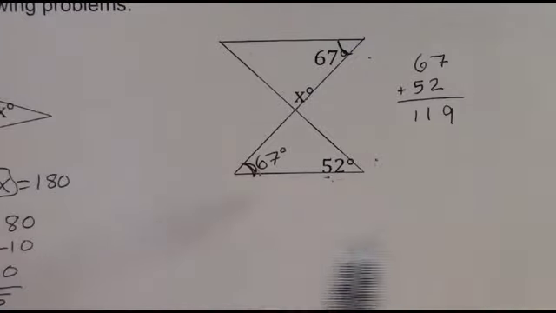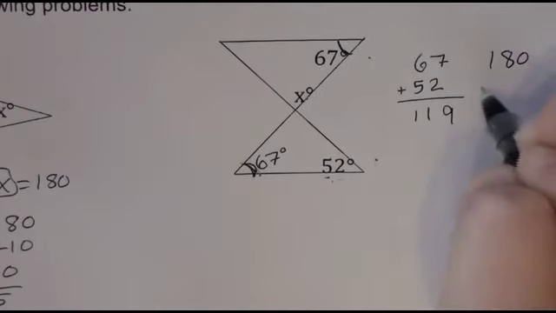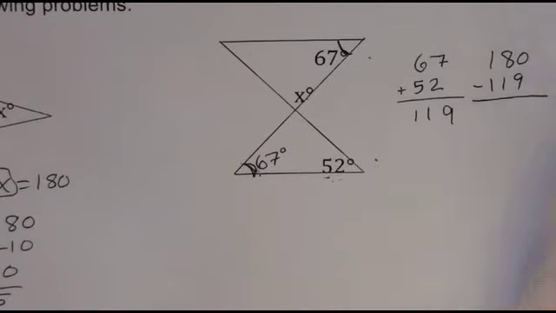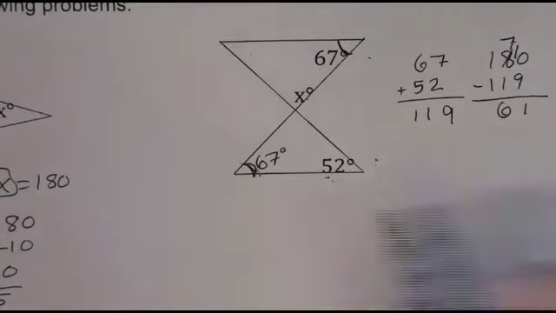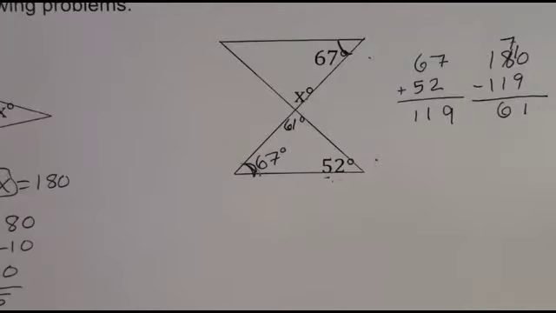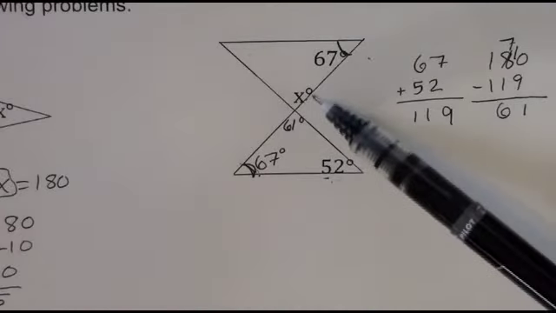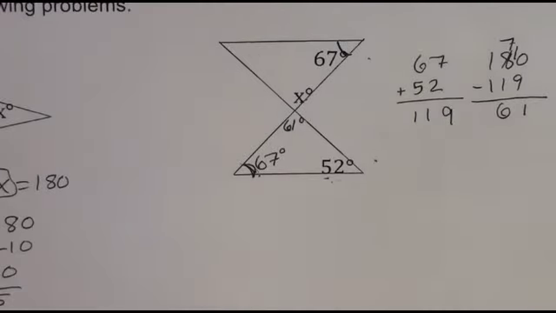The entire bottom triangle needs to add up to 180. So we can subtract 180 minus 119. Again, we have to borrow. 10 minus 9 is 1, 7 minus 1 is 6, and we get 61 degrees right there in the middle. So we've actually found the bottom triangle, which is not what we're looking for. We're looking for x, which is in the top triangle. But there's a very special relationship here.